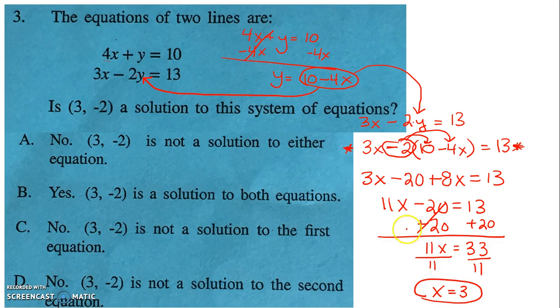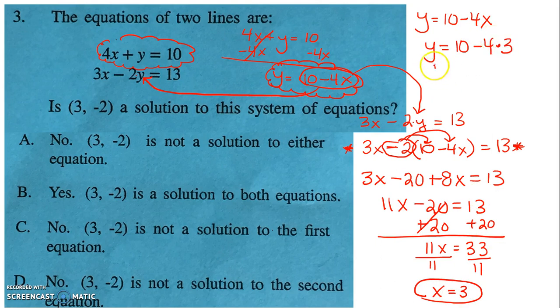Now that I know x equals 3, I can substitute back in to any one of the equations to find y. I might actually use this equation that we solved. Y is equal to 10 minus 4x. I just found x to be 3. So y is equal to 10 minus 4 times, in place of x, I'm going to put a 3. Y is equal to 10 minus 12. Y is equal to negative 2.